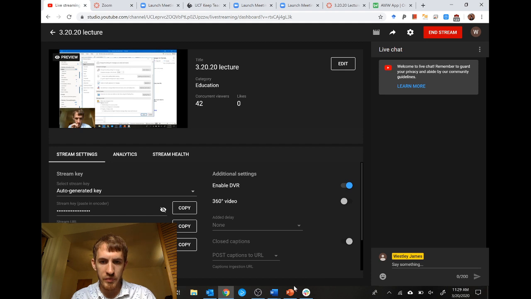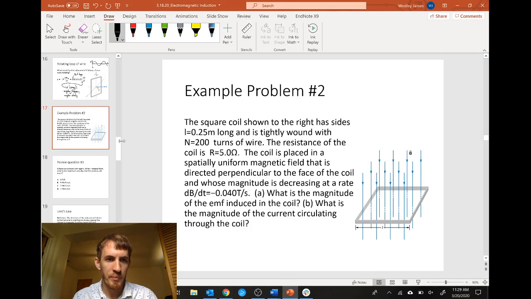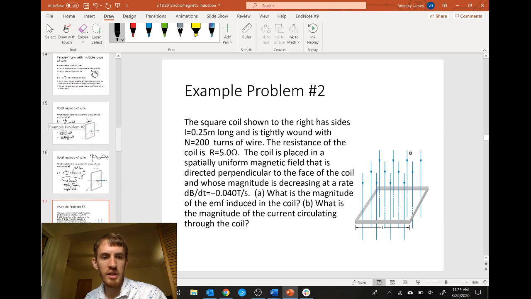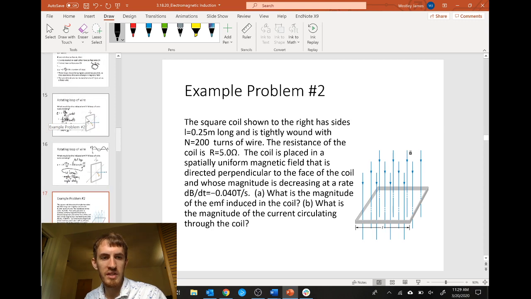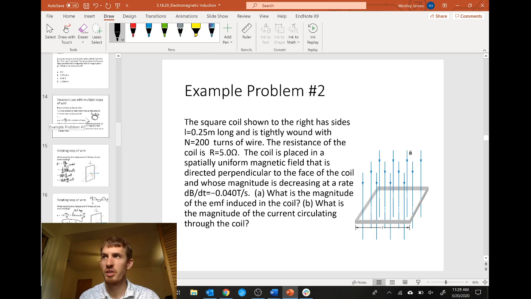All right. So today, we're going to continue on with our Faraday's Law section. Last time we talked about the generation of current due to changing flux and spent some time on that.